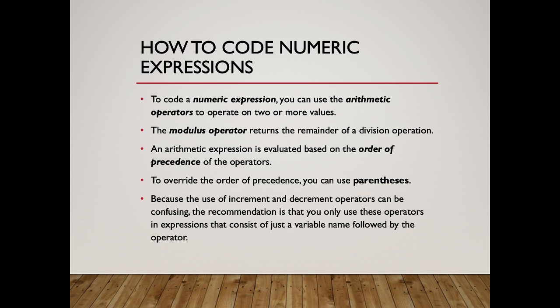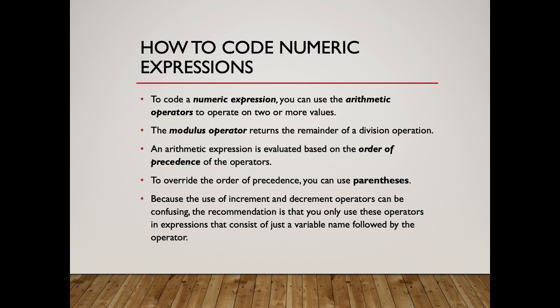No, cool. So how to code numeric expressions. To code a numeric expression, you can use arithmetic operators to operate on 2 or more values. A modulus operator returns the remainder of a division operation. An arithmetic expression is evaluated based on the order of precedence. So for those of you that hopefully remember high school math, it's BEDMAS, so the same rules apply.